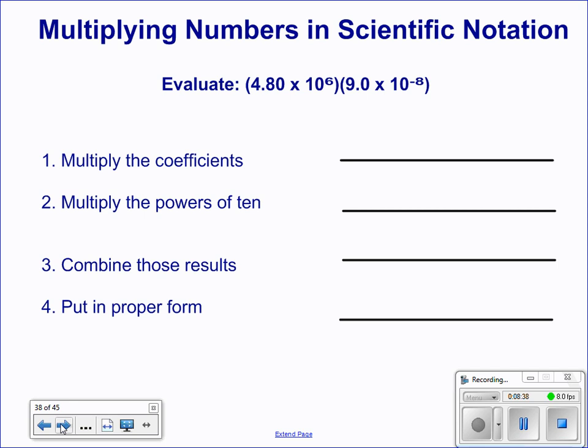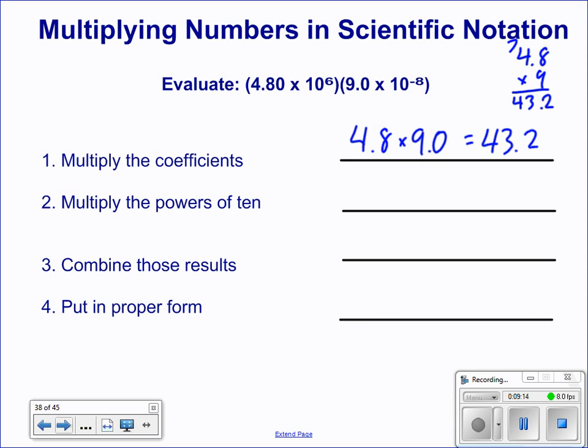Another example here real quick. We multiply the coefficients. So we're going to take 4.8 times 9.0, or 9. You can use your calculator to do this if you need to. I don't have the calculator on me, so I'll just do it here on paper. 9 times 4 is 36, plus 7 is 43. One number in the decimal, so I get 43.2.